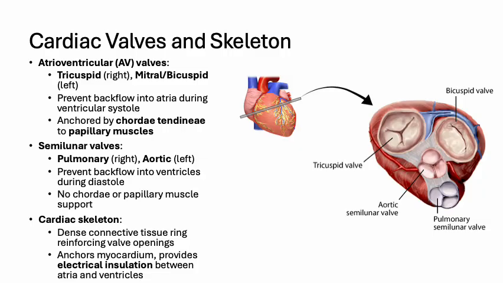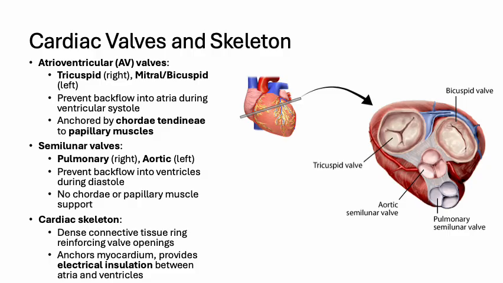To help them stay shut under pressure, each AV valve is connected to chordae tendineae, which are anchored to papillary muscles in the ventricular walls. When the ventricles contract, the papillary muscles also contract, tightening the chordae to prevent valve prolapse.